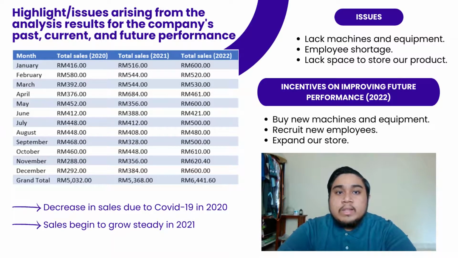Okay, the issue is that we lack machines and equipment. We are going to improve it by buying new machines and equipment. We also face an employee shortage. The action we're going to take in handling this issue is recruiting new employees. Lastly, we lack space to store our products. The way we are going to manage this problem is by expanding our store.